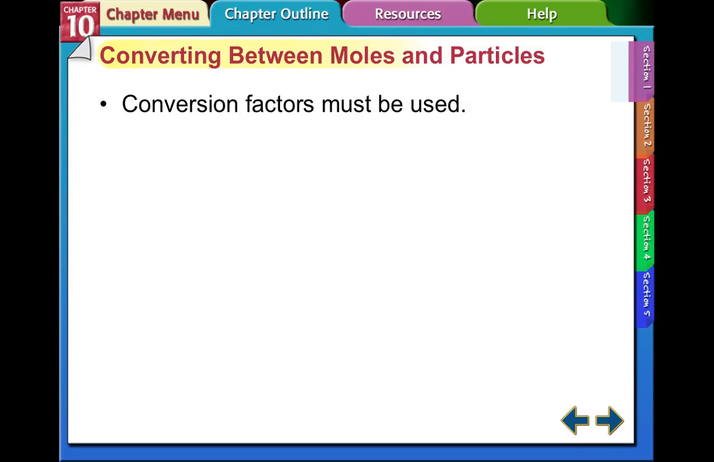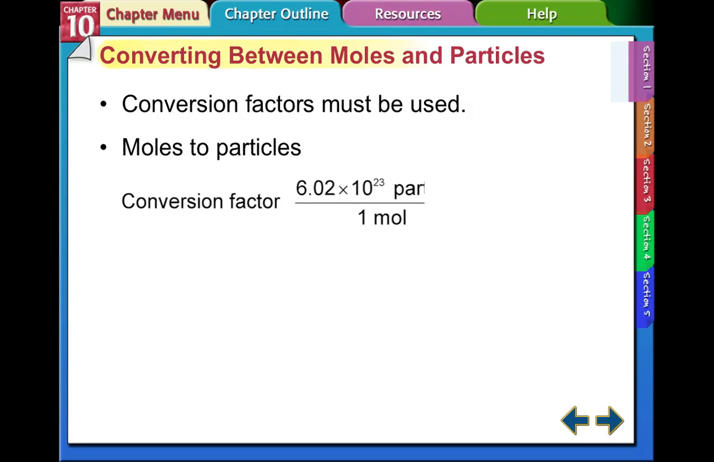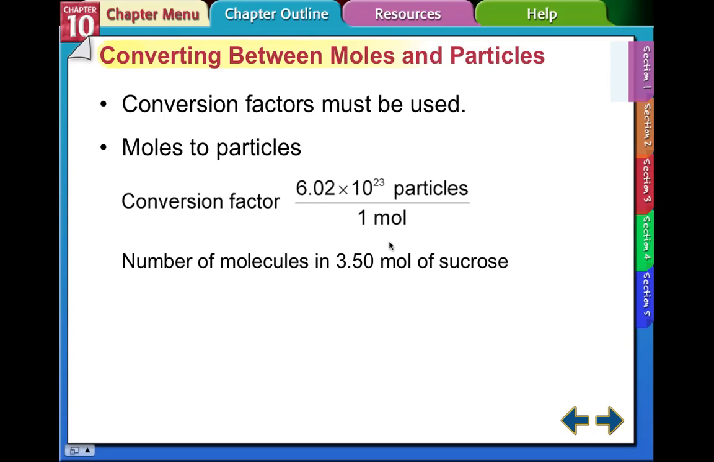Now we're going to use that number to convert between factors. First one we're going to try is moles to particles. We know that we have 6.02 times 10 to the 23rd, Avogadro's number. Particles can be atoms, molecules, ions, or formula units. So our conversion factor for moles to particles is 6.02 times 10 to the 23rd particles for every mole. If you are given 3.5 moles of sucrose, how many particles do we have?